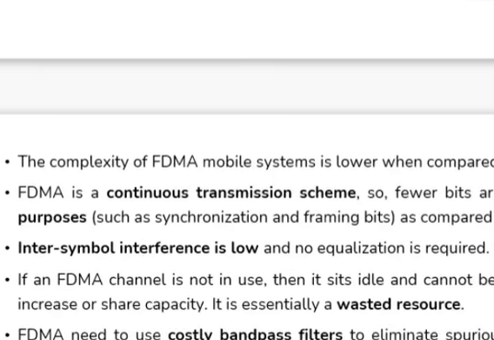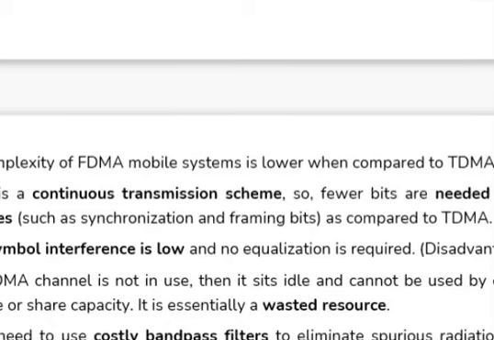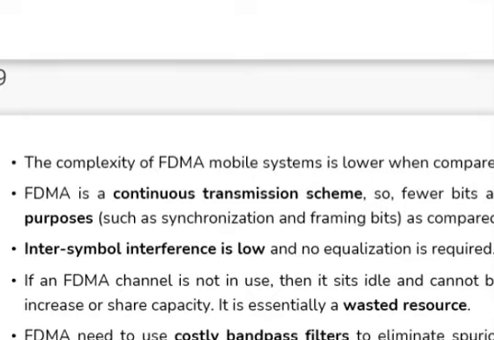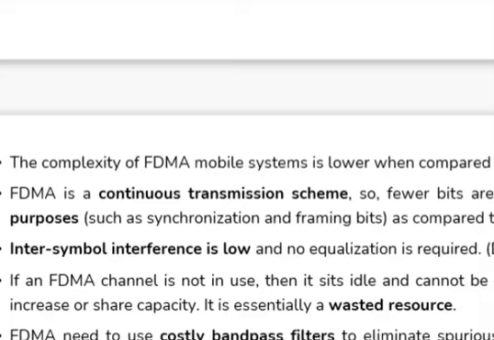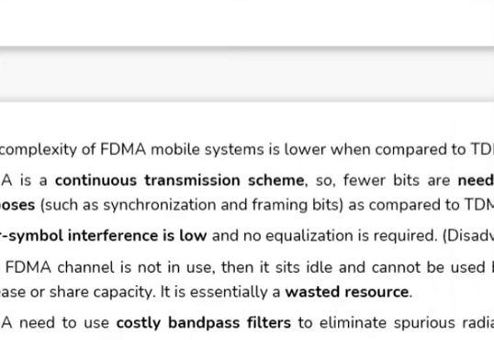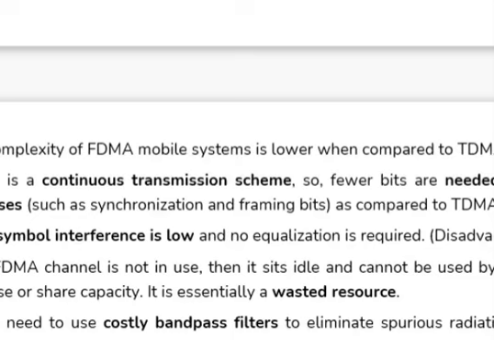The complexity of FDMA mobile systems is lower when compared to the TDMA system. FDMA is a continuous transmission scheme, so only fewer bits are required for overhead purposes, such as synchronization and framing bits, as compared to TDMA. And also here, intersymbol interference is low and no equalization is required.